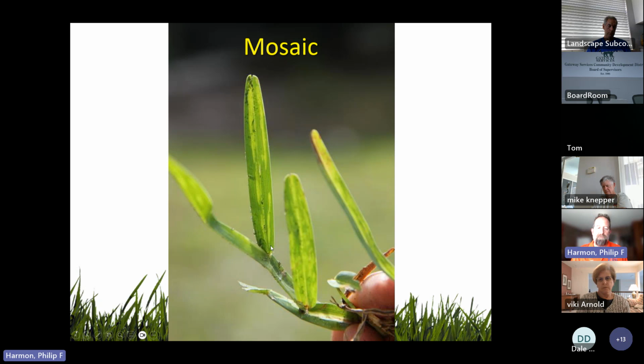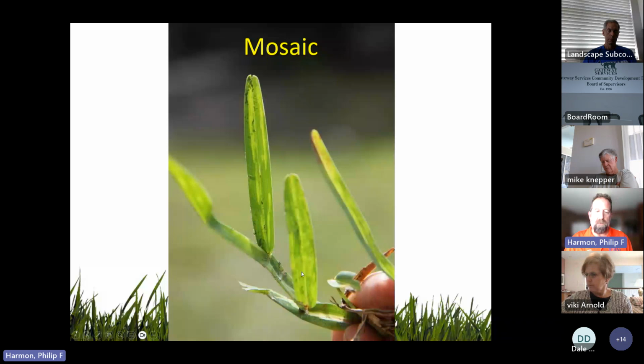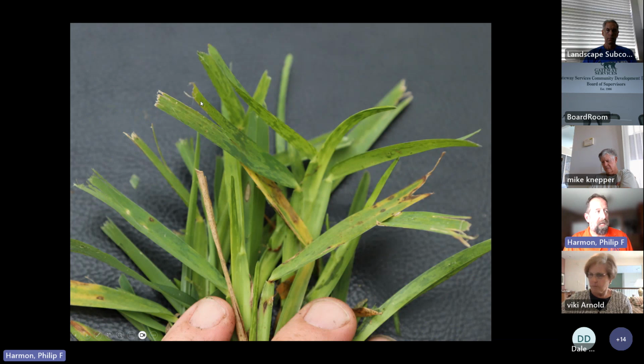In varieties other than Floratam, this is as severe as mosaic gets. We can easily overlook it. We can manage a lawn and not be concerned about it, as has been the case since the 1960s. The problem arises when, in cool temperatures, this disease progresses into the second disease that we're talking about today, lethal viral necrosis. These are mosaic symptoms on a resistant variety. This variety does not develop lethal viral necrosis.